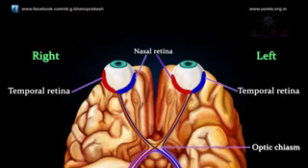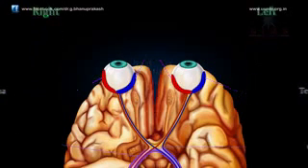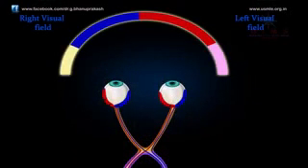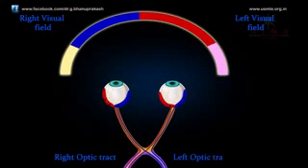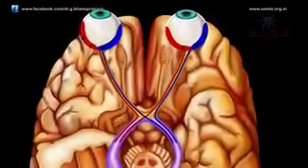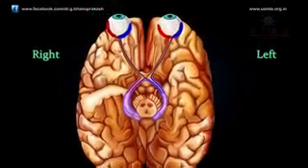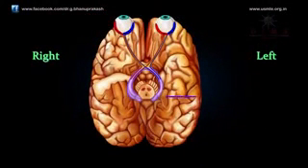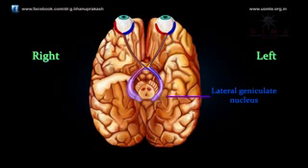After they pass the optic chiasm, the axons of the retinal ganglion cells are known collectively as the optic tract. Note that information from the left visual field is carried in the right optic tract, and information from the right visual field is carried in the left optic tract. The vast majority of axons of the optic tract terminate in the lateral geniculate nucleus, or LGN, which is the visual part of the thalamus.